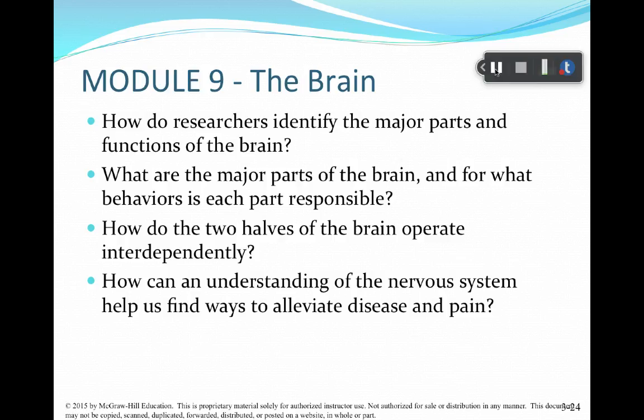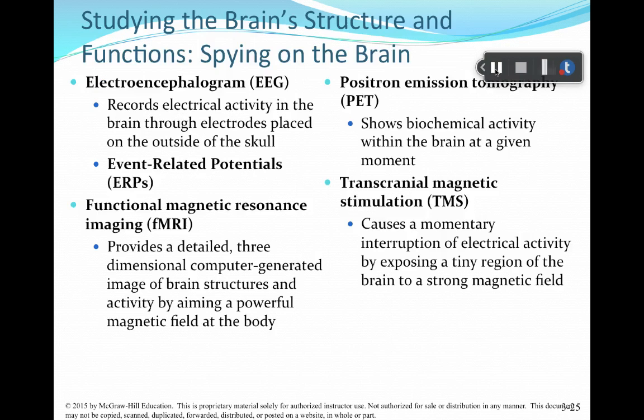So now that we've talked about the basic structures of the brain and some of the functions, I think it's important to identify some of the major parts and the functions of the brain. So what behavior are they responsible for? And then how do the two halves of the brain operate independently? Well, this takes me back to, how do we know what we know about the brain? What tools have we used?